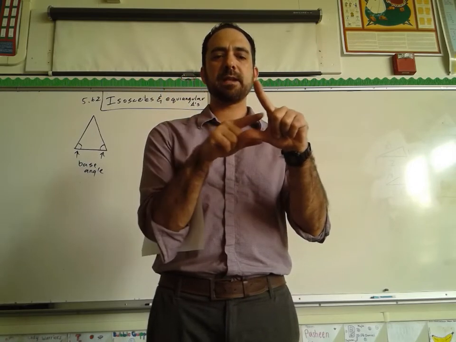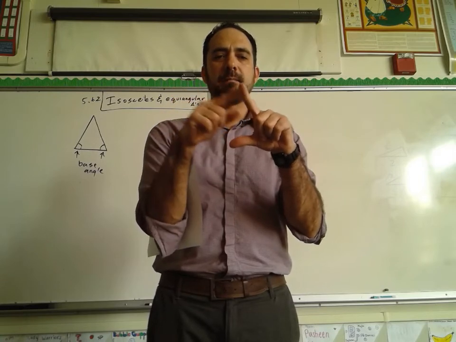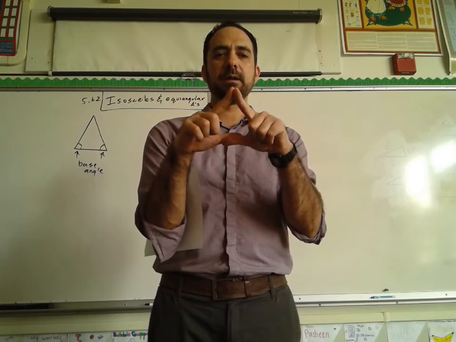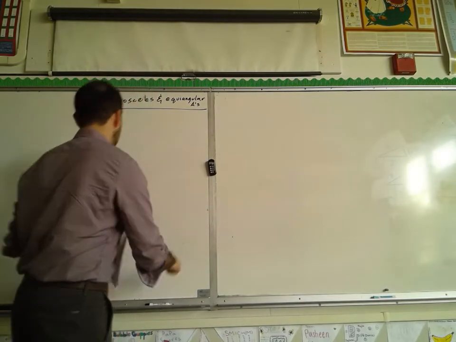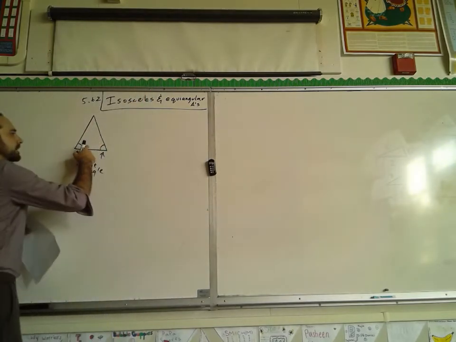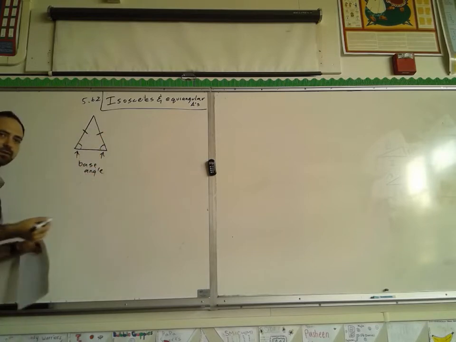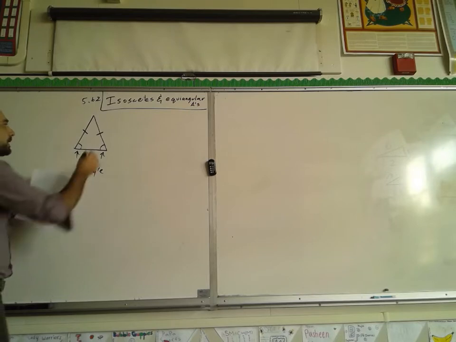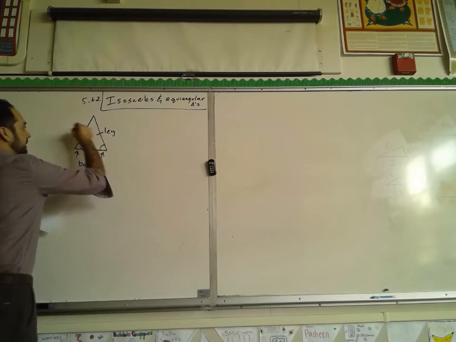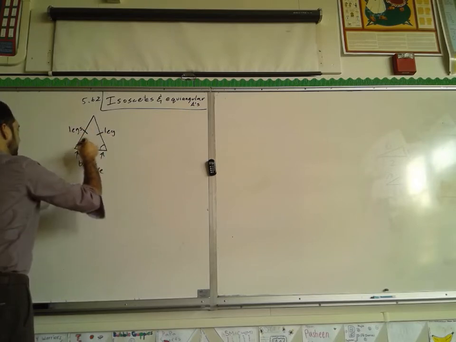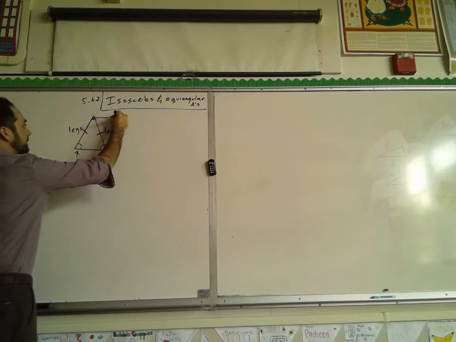Because the base angles are the same, we also know that my index fingers are the same length. So what we can deduce from this is that if we have base angles that are congruent, which they are, then the opposite sides are also congruent. Looking at that, we call these opposite sides our legs. This is our vertex angle.